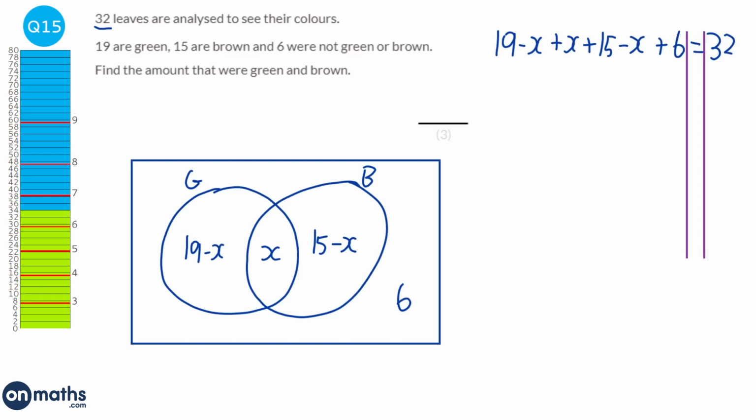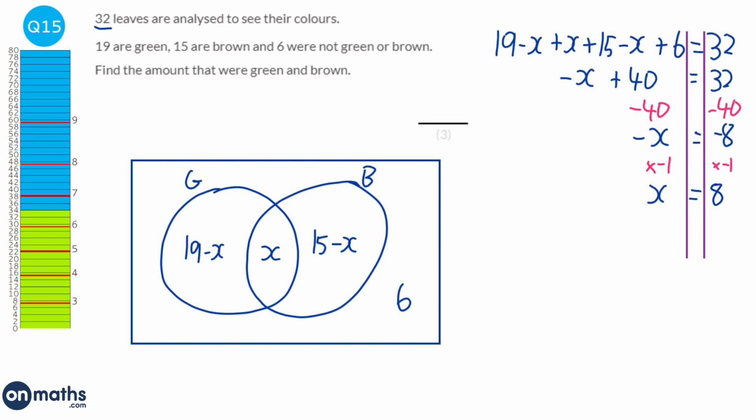So we've got minus x and minus x, so that's minus 2x. And we've got 19 plus 15 plus 6, which will be 40, equals 32. We're going to take away the 40 both sides. And we can just times by minus 1 both sides to make them both positive. So now we know x is 8, we can start filling in the Venn diagram.